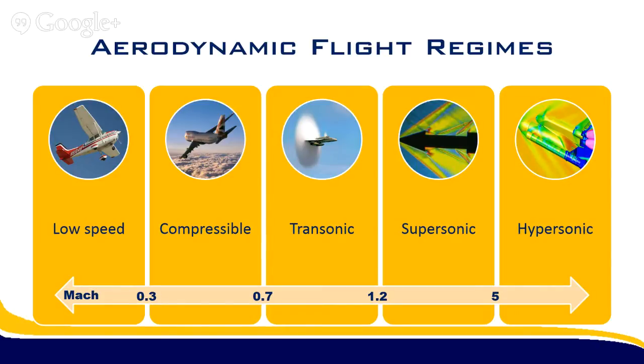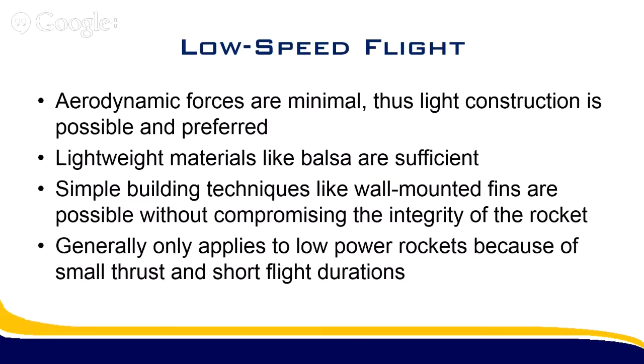So let's talk about low-speed flight and how that pertains to rocketry. At low speeds, your aerodynamic forces are pretty small. Remember, you have that C_D times 1/2 rho v squared times your area. Your v squared is pretty small, so your drag force is also pretty small. So light construction is something that you can definitely do, no problem.